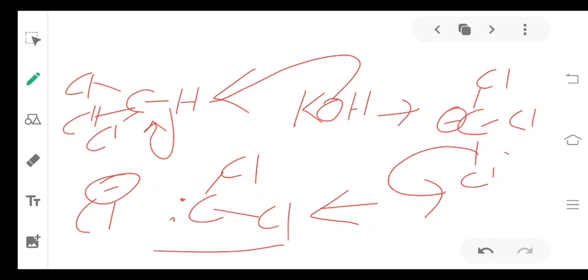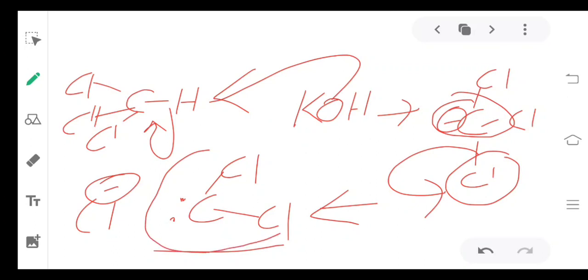Now students, why is the C-Cl bond breaking? Because carbon is now electron rich in the minus form, the bond length of C-Cl is more and the electronegativity value of Cl is more. That's why this bond will break easily and there will be the formation of carbene.